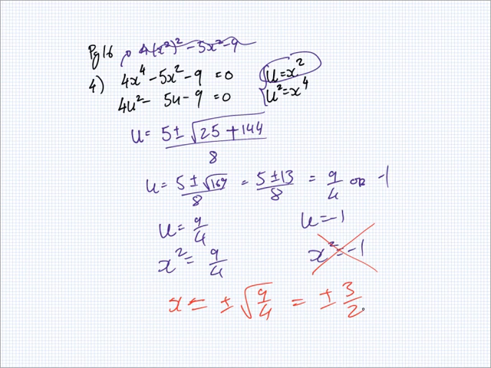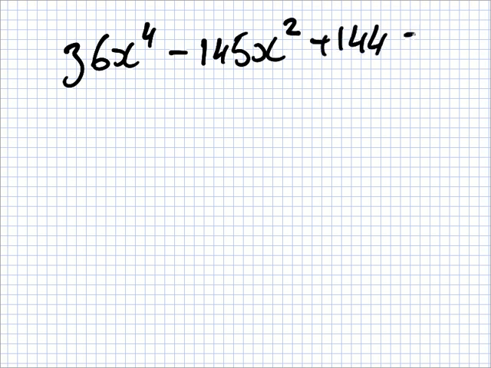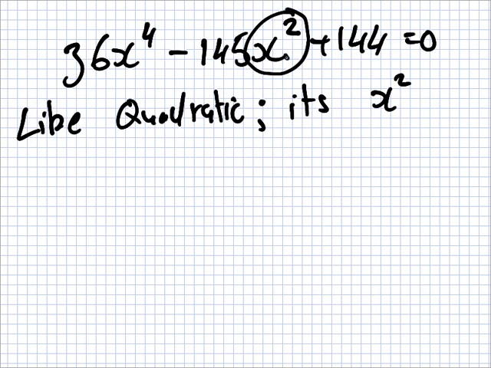Okay. Can we look at 5? Yeah. So in 5, what have we got? We've got 36x4 minus 145x squared plus 44 equals 0. And this is like a quadratic, but instead of x, it's x squared instead of x. You can see that in the middle. The middle guy should be an x if it's a quadratic, but it's an x squared. So it is still a quadratic, except instead of using x, we're using x squared.